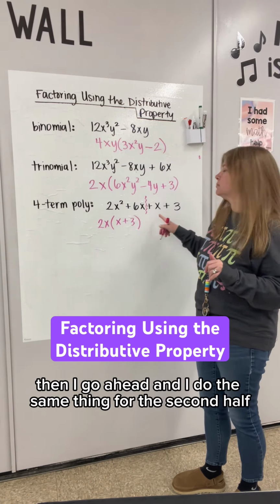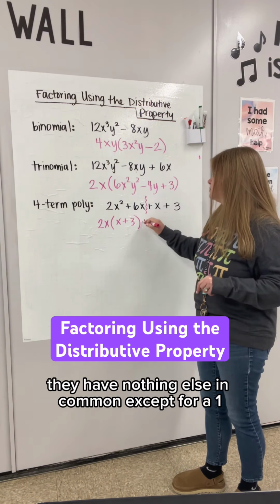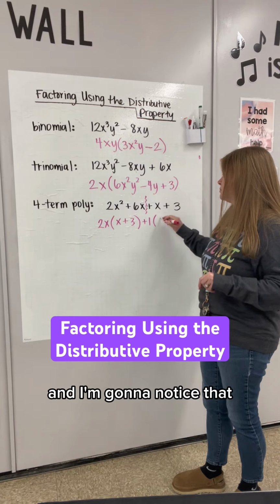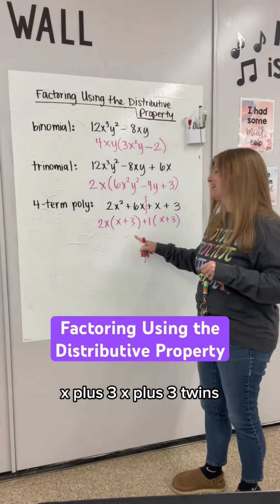Then I go ahead and I do the same thing for the second half. The greatest common factor of x and 3 is just 1. They have nothing else in common except for a 1. And I'm going to notice that what's in my parentheses is the same as before. X plus 3, twins. We call those twins.